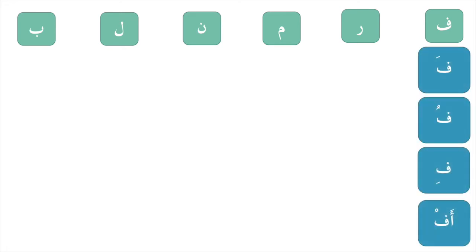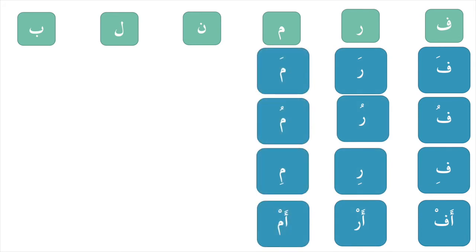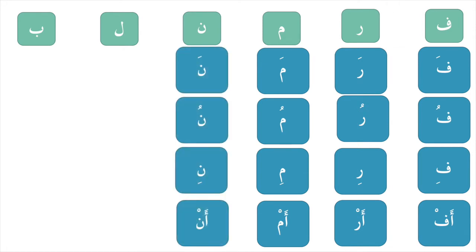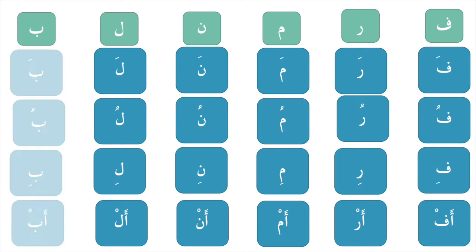Let's look at each letter in more detail. So for the letter fa: fa, fu, fi, af, very easy. Ra, ru, ri, ar. Ma, mu, mi, am. Na, nu, ni, an. La, lu, li, al. Ba, bu, bi, ab.